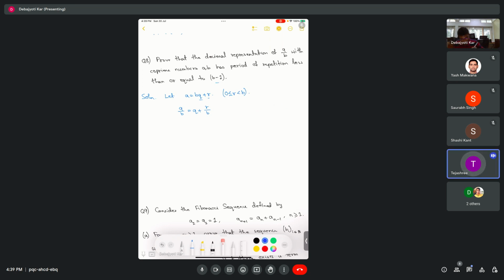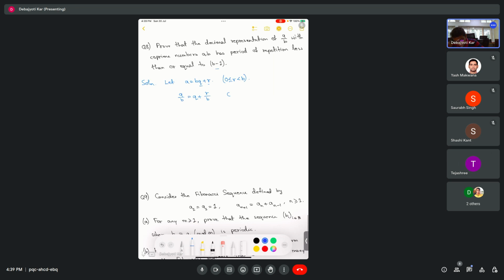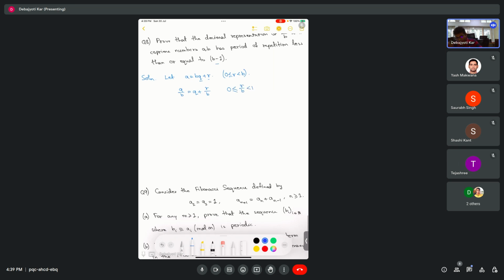So R by B lies between 0 and 1. So hence A is less than or equal to B. Otherwise we just work with R.